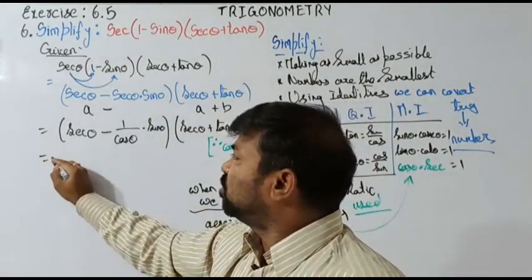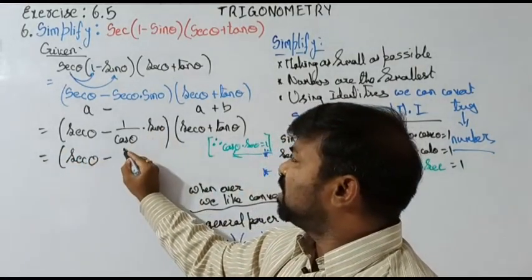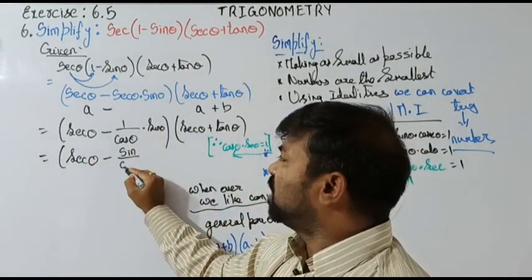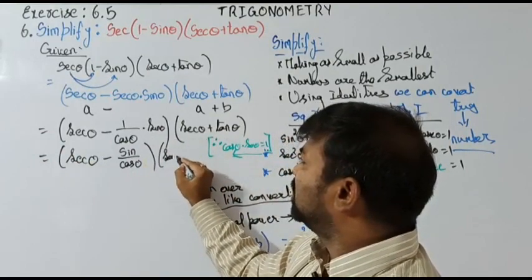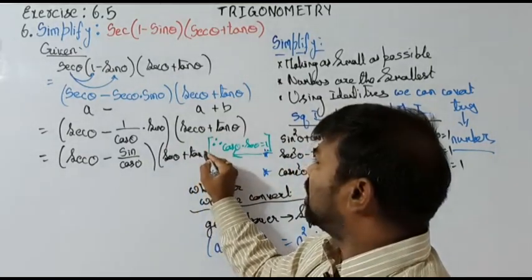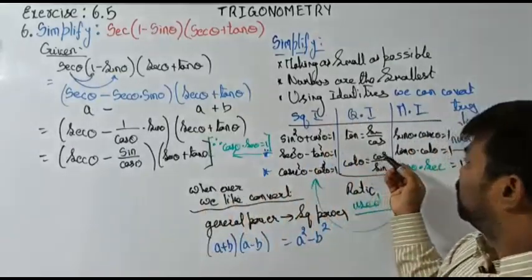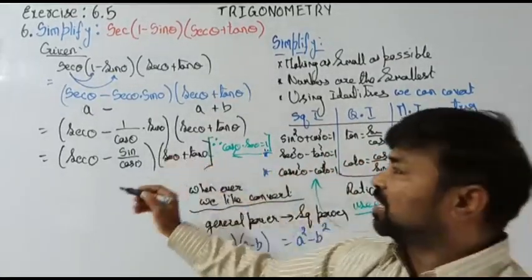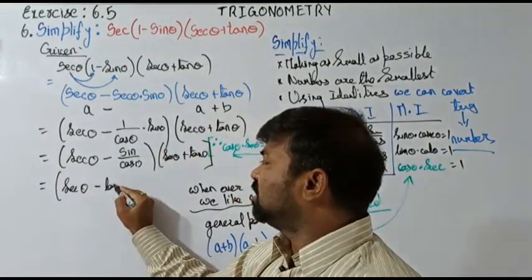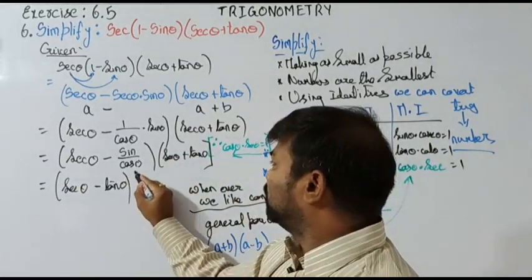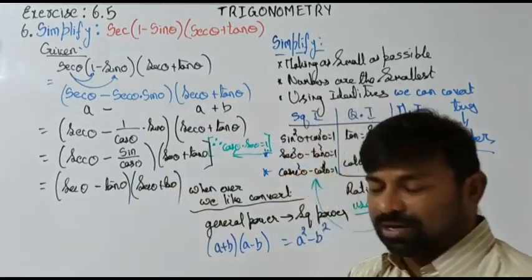Now let us check it out. Can I convert this as secant theta minus sin by cos? I like to write it as sin by cos. Of course, we are having this one: secant theta plus tan theta. Now, as we thought, sin by cos is nothing but tan theta. In the place of that, I am writing secant theta minus tan theta into, however, we have here secant theta plus tan theta.